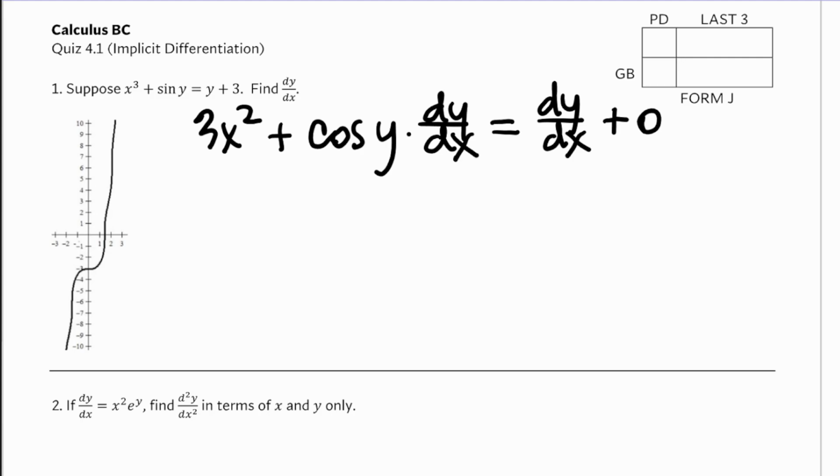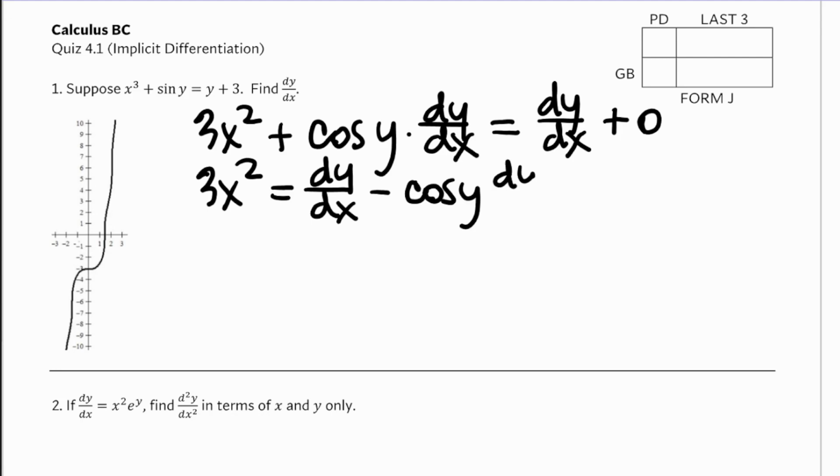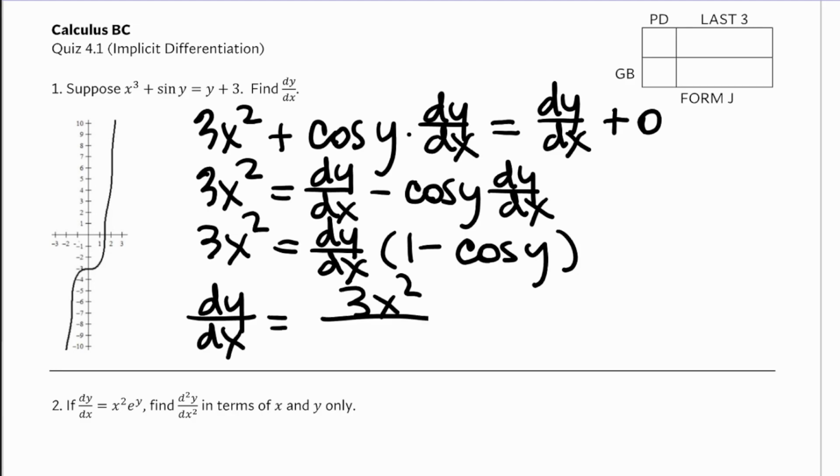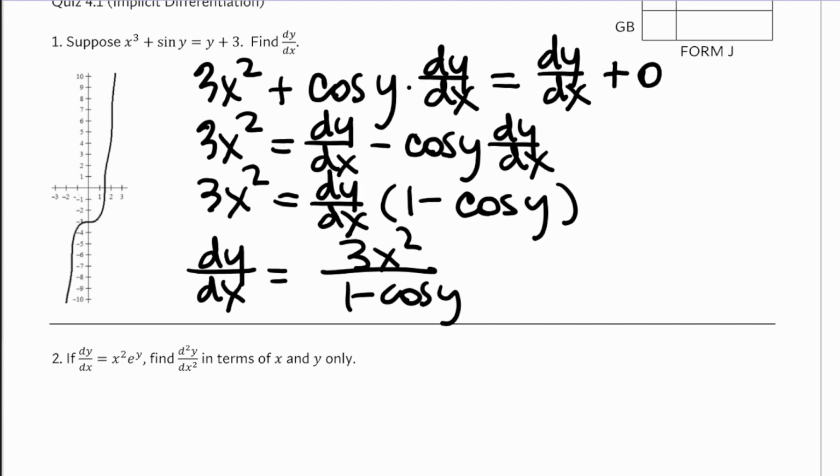And so now I'm going to collect everything that has a dy dx to one side of the equation and then leave everything else on the other side. So it would be 3x squared equals dy dx minus cosine y dy dx. And then I'm going to factor out the dy dx. And I'll solve for dy dx by dividing both sides of the equation by 1 minus cosine y. That's all they asked for.